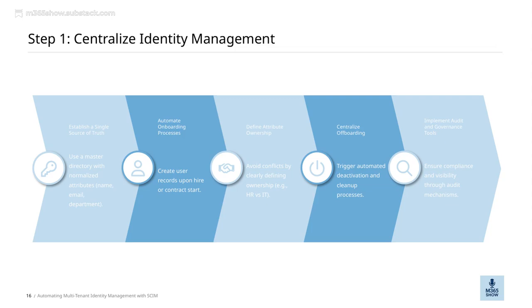Finally, establishing a single source of truth is fundamental. This central repository provides a trusted, authoritative record of user data, which all systems and processes can rely on. Together, these steps form a solid foundation for managing identities effectively at scale.